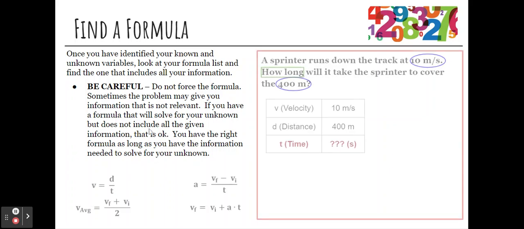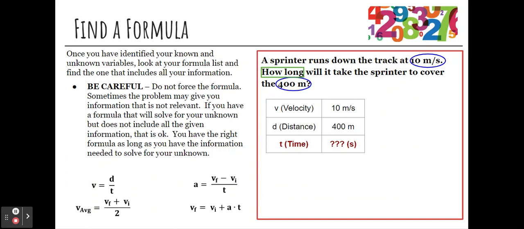All right. So here are some examples of some formulas that we use in physics. V equals D over T. A equals V final minus V initial over T. V average is V final plus V initial over 2, or V final equals V initial plus A times T. So if I look at what I have in terms of information, I have a velocity, a distance, and I'm looking for time. Well, if I go back and look at my formulas, there's really only one choice here. Velocity is distance divided by time. I have two of those three variables, and the third variable is my unknown.